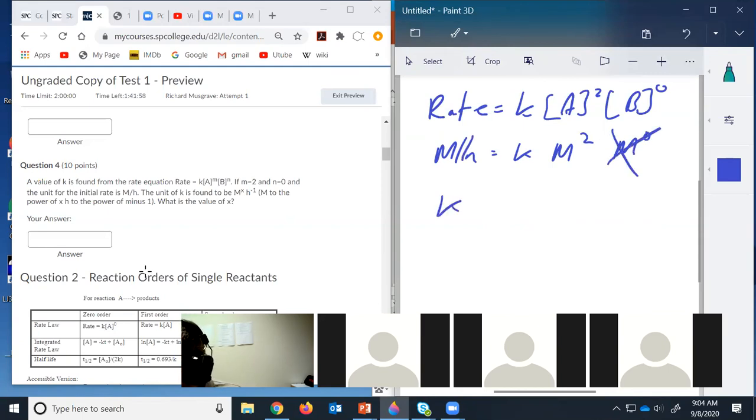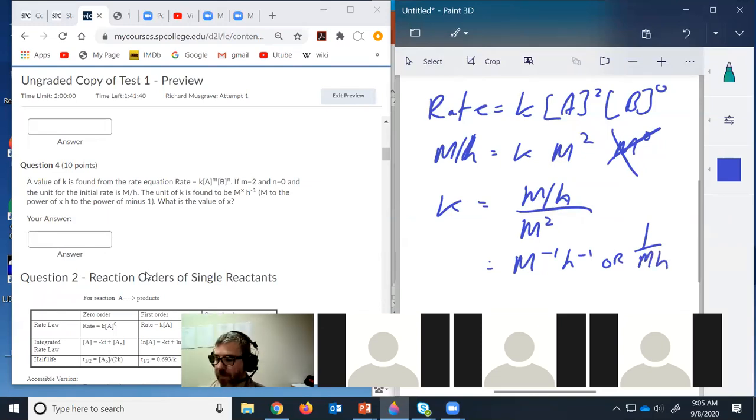So K equals molar per hour divided by molar squared, which is going to be m to the negative 1, h to the negative 1, or 1 over mh. And the m to the negative 1 is because it's 1 minus 2. So the answer there, because it's looking for the value of x, would be negative 1, not just 1, negative 1.